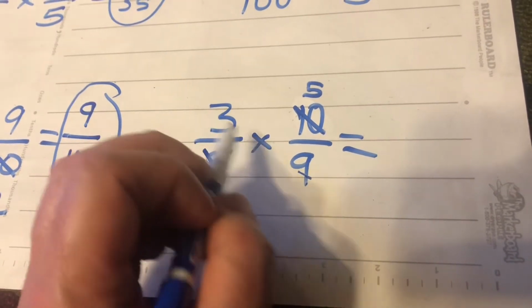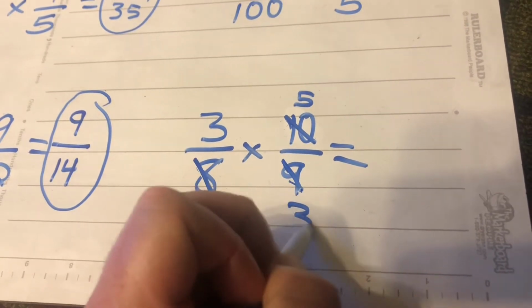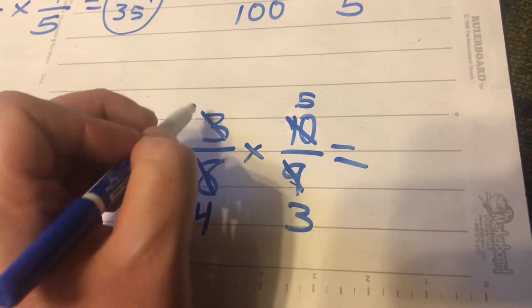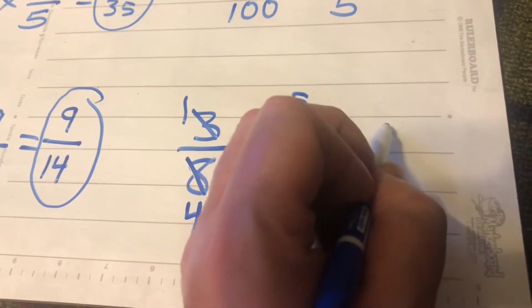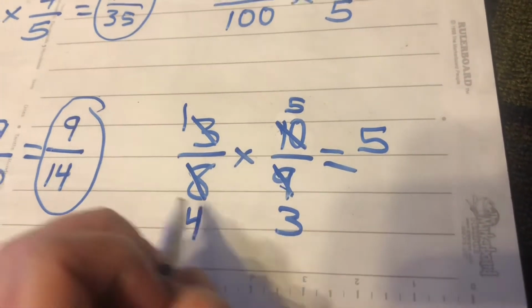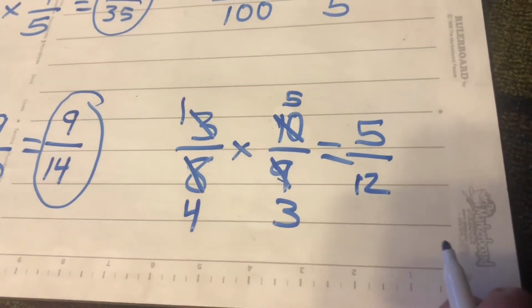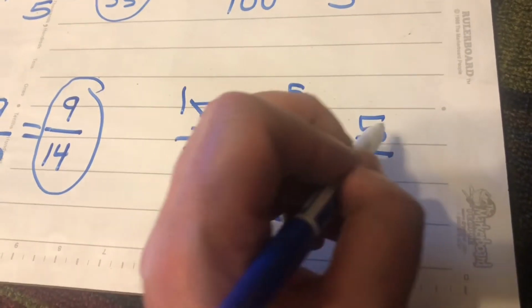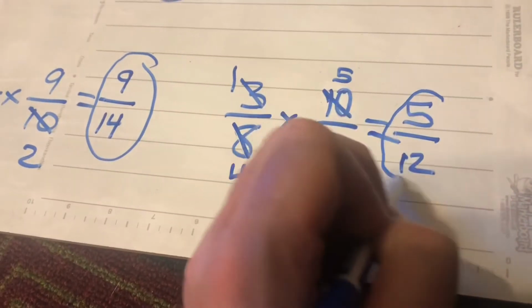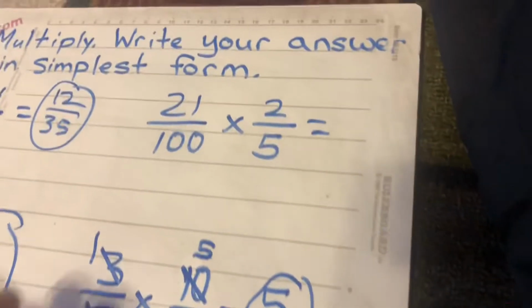And with a 9 and a 3, they're both divisible by 3. 9 divided by 3 is 3. 3 divided by 3 is 1. And so I do 1 times 5. 1 times 5 is 5. 4 times 3 is 12. I get 5 over 12. Nothing besides 1 can go into both 5 and 12. So 5/12 is my final answer in simplest form.